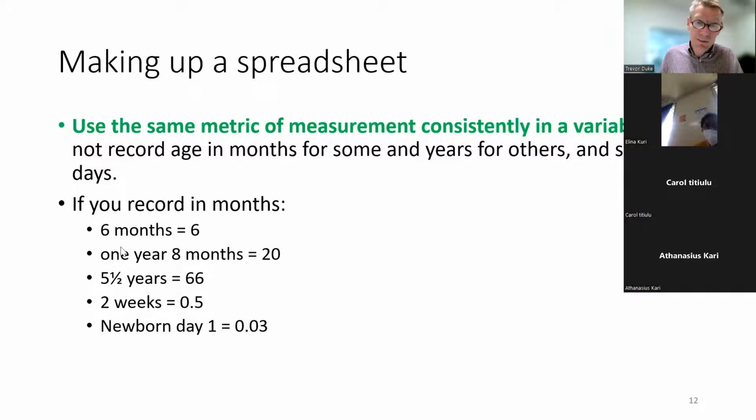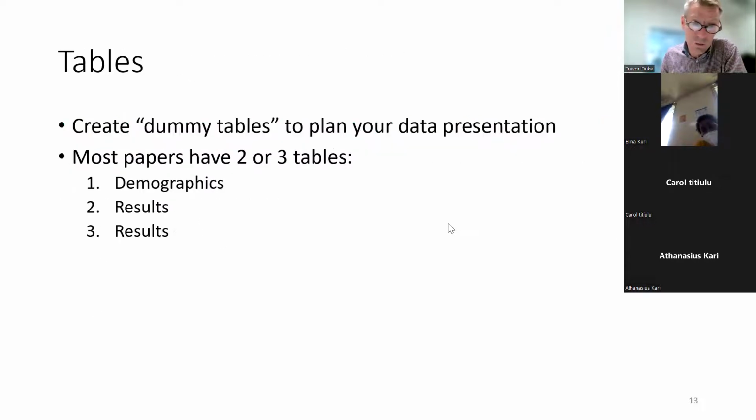So if you record in months, then 6 months is 6. 1 year, 8 months is 12 plus 8, so that's 20. 5.5 years is 60 months plus 6 months, so 66. 2 weeks is 0.5. A newborn baby on day 1 is 1/30th of a month, isn't it? So that's 0.03. So there are ways of even recording small and large numbers just using the same metric. It seems I'm laboring this point, but it makes things much more analyzable when you get around to the final part of analyzing.